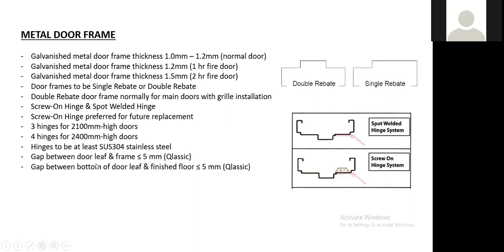Between this one, you may put it somewhere, maybe in the notes or in the specification, the standard. The gap between door leaf and frame, meaning when you look at this door, the door leaf and frame itself, on both sides and the top, is less than 5 mm. It's a Scholastic standard, and it's good to have. Again, between the bottom of the door leaf and the finished floor level, it is also less than 5 mm.